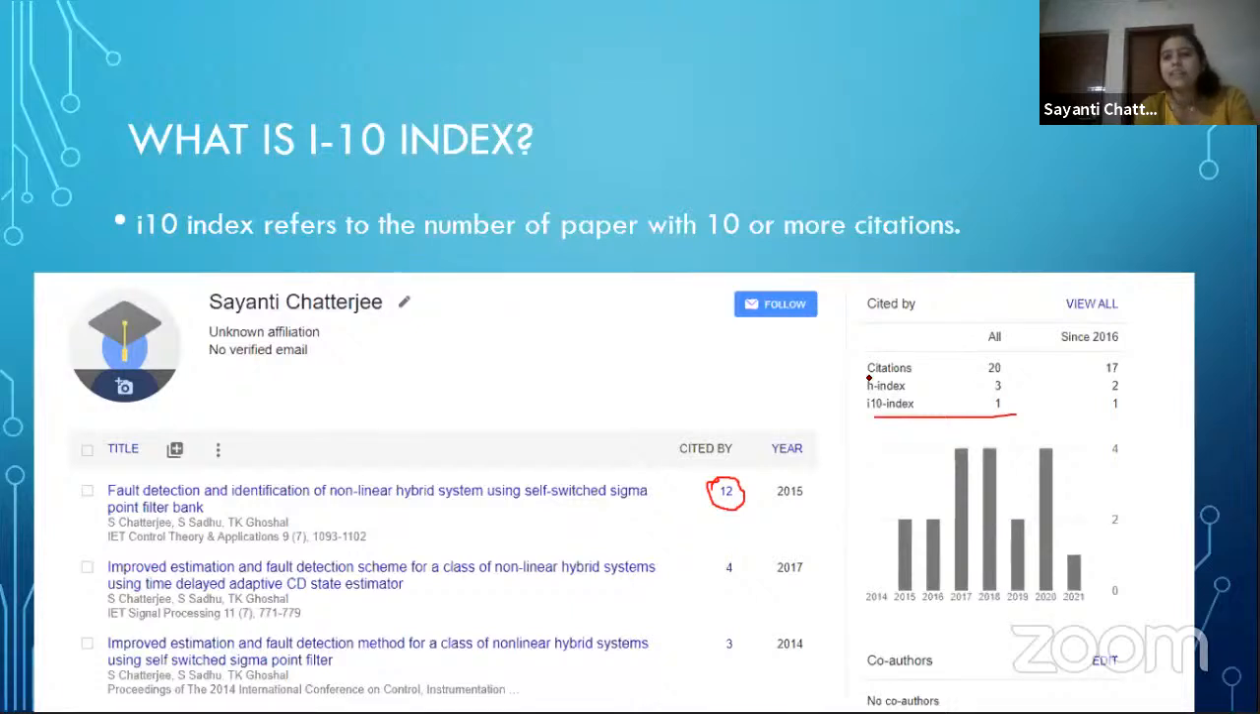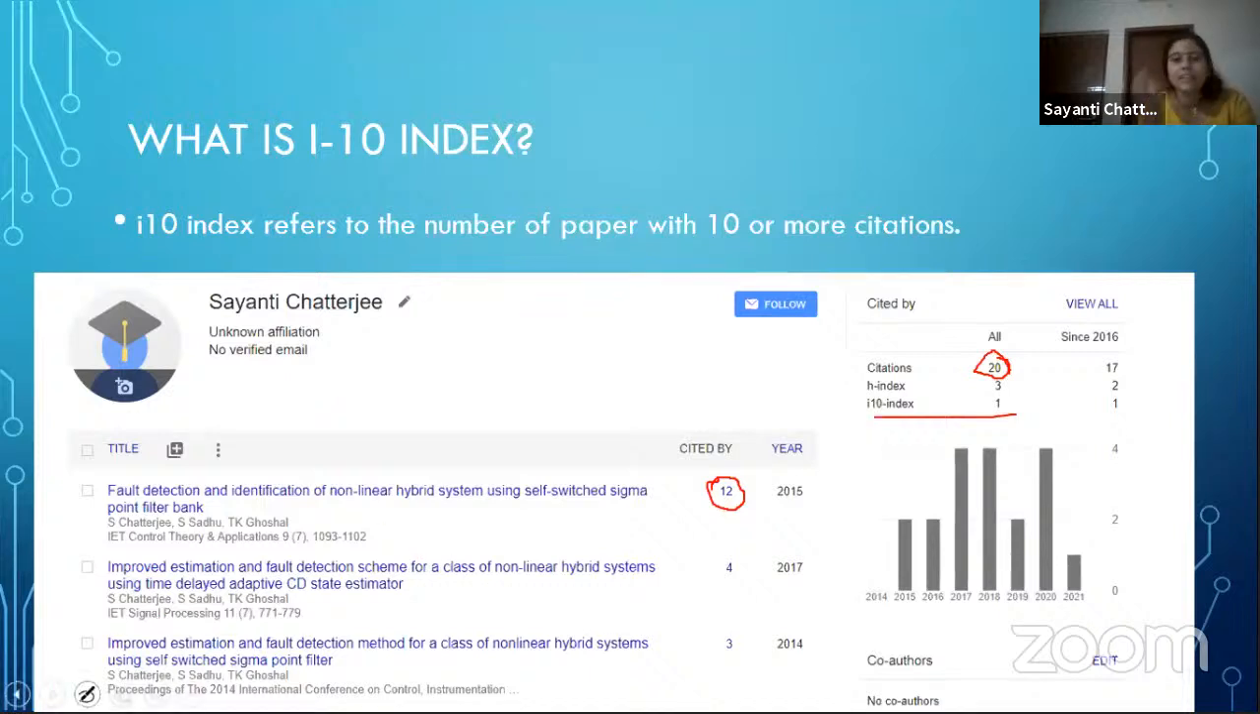What is the citation factor? The citation factor of these journals, I have taken some journals, it is 20. Actually, I have two names in my journals. One is S. Chatterjee, another is Shayanti Chatterjee. So I am showing only the S. Chatterjee page. With the S. Chatterjee name, it is 20.